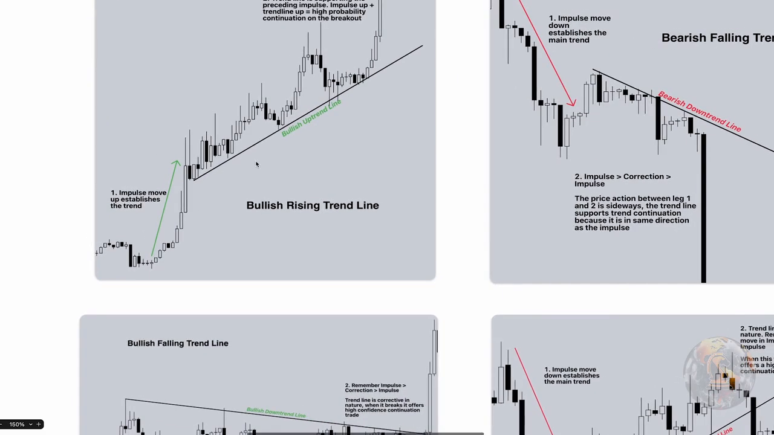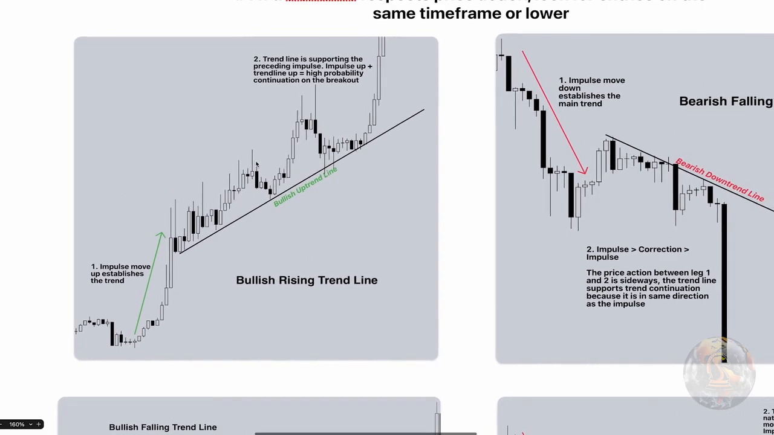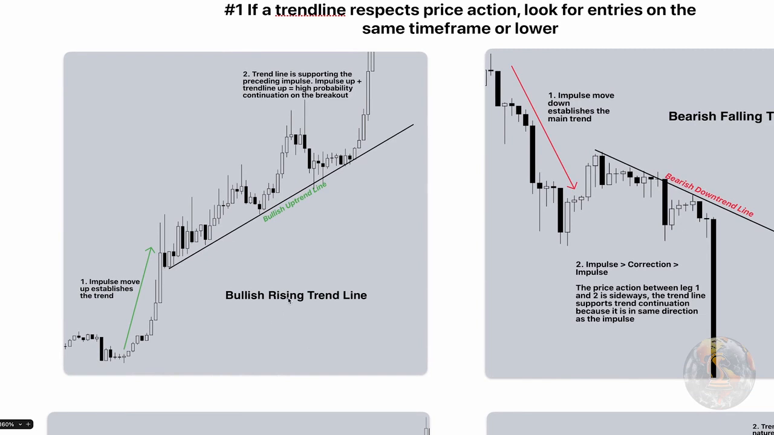So zooming in, we have 4 types of continuation trend line. We have a bullish rising trend line. Why is it bullish even though it's rising? It's bullish and rising because you have an impulse move up, which establishes the trend. You then have a trend line forming, which is supporting the impulse move. So you have an impulse up and a trend line up, which equals a high probability continuation on the breakout.